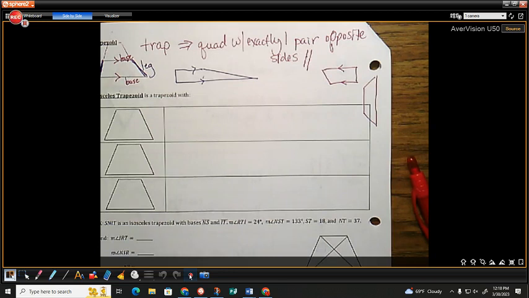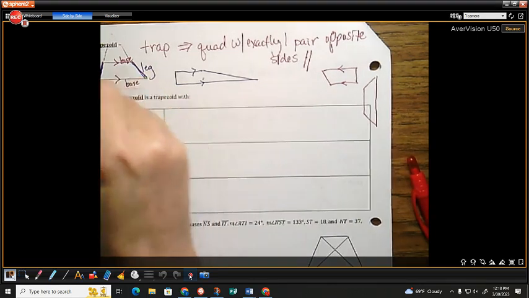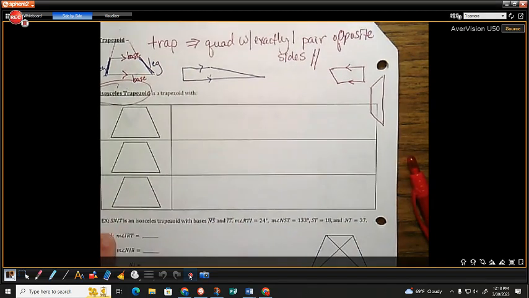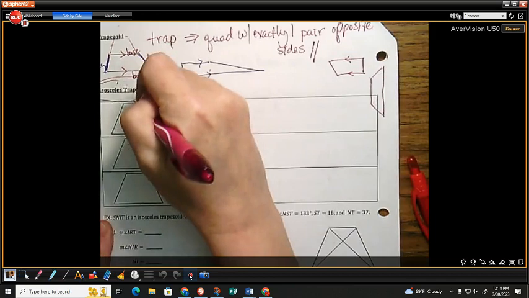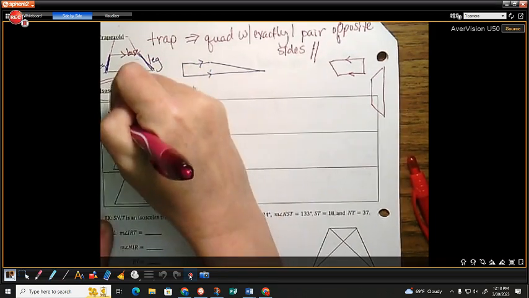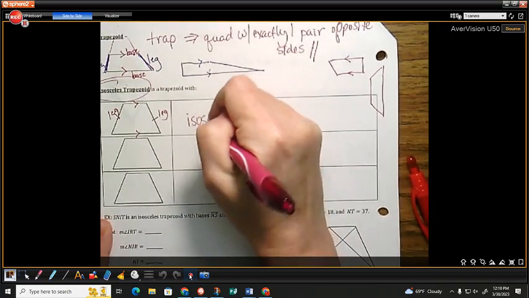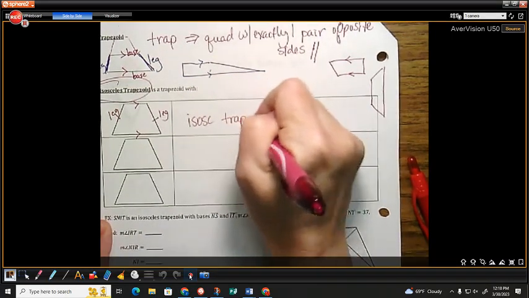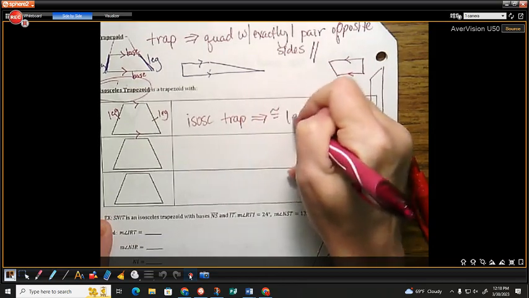An isosceles trapezoid. We call that an isosceles trapezoid. And so in an isosceles trapezoid, you've got your 2 legs being congruent. So isosceles trapezoid implies congruent legs.